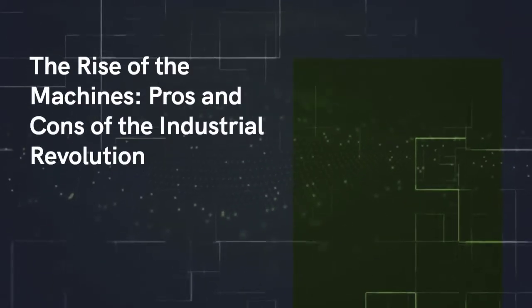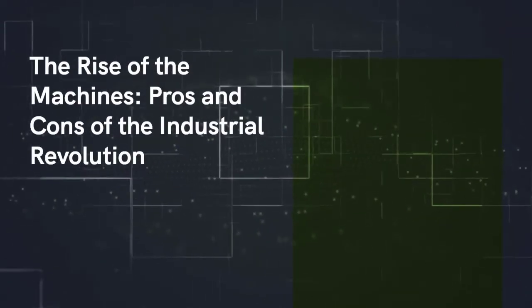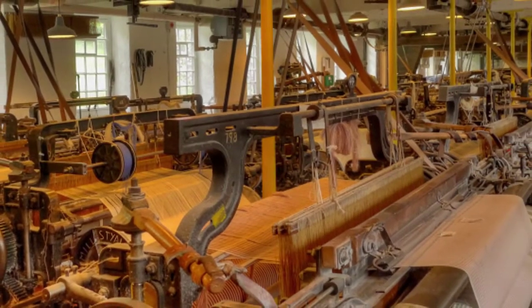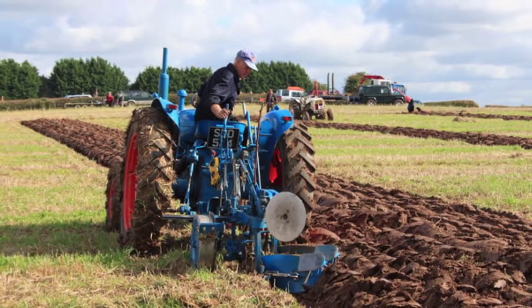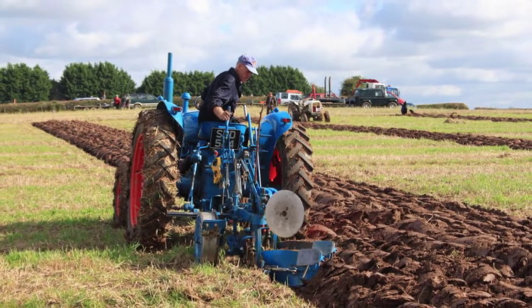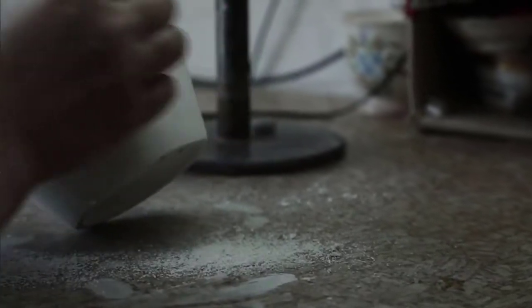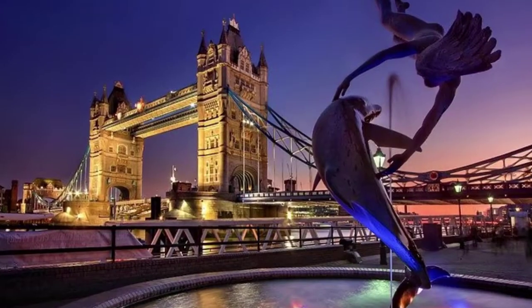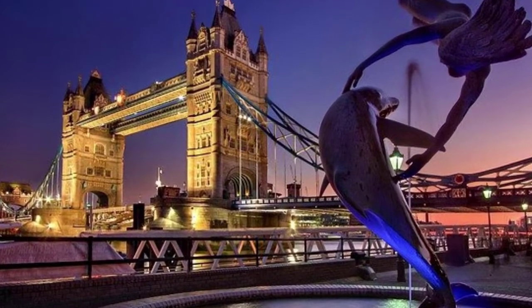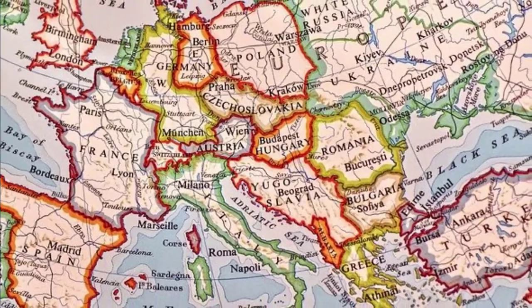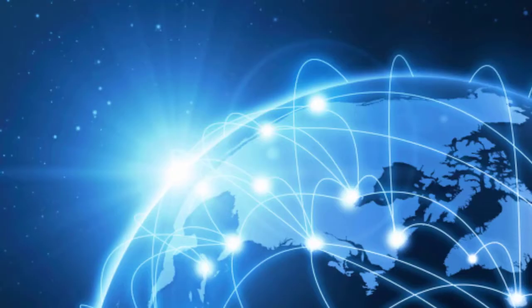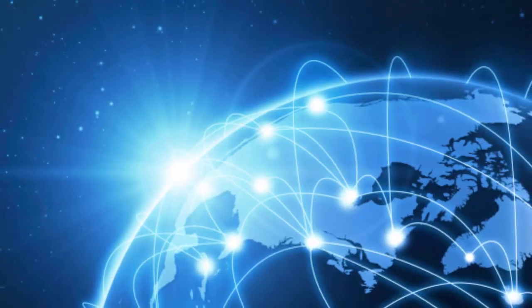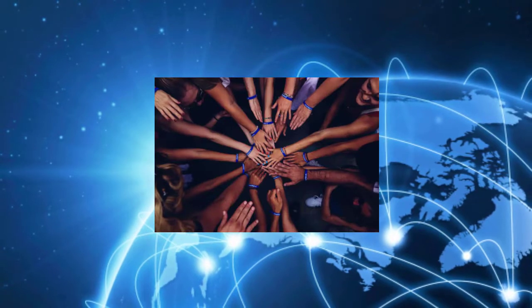The rise of the machines: pros and cons of the Industrial Revolution. The Industrial Revolution, the period in which agrarian and handicraft economies shifted rapidly to industrial and machine manufacturing dominated ones, began in the United Kingdom in the 18th century and later spread throughout many other parts of the world. This economic transformation changed not only how work was done and goods were produced, but it also altered how people related both to one another and to the planet at large.